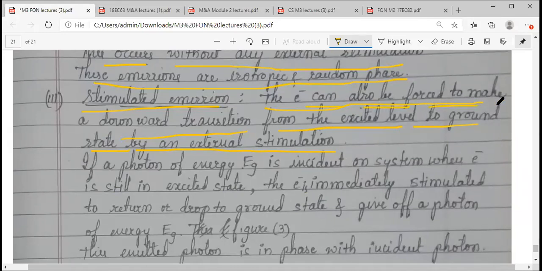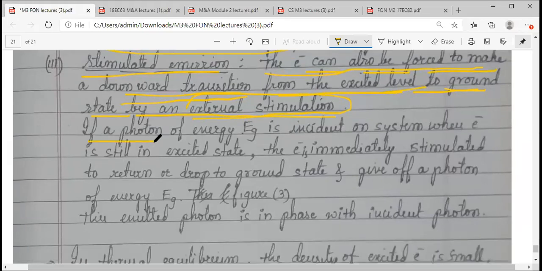Electron, it can be forced to make the transition. Anyhow, naturally it can come back. Yes, that is spontaneous emission. But much before that can happen, we can also make this electron forcefully have the transition from that higher level to the ground state. How? By using external stimulation.